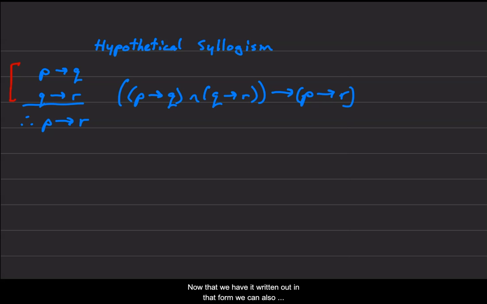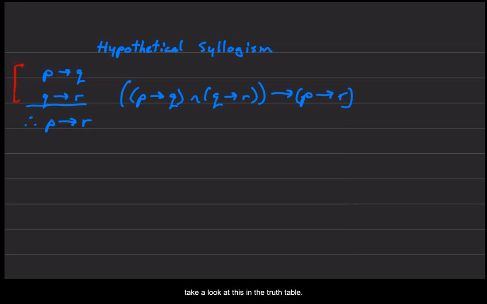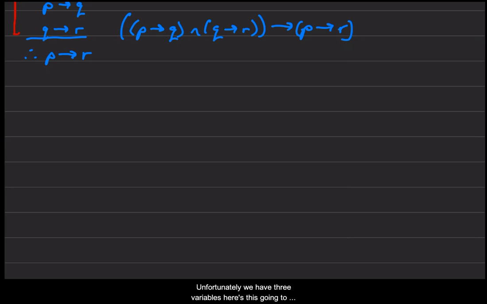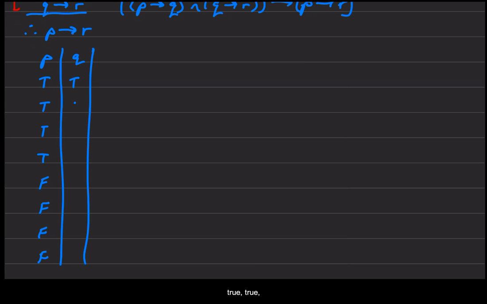Now that we have it written out in that form, we can also take a look at this in a truth table. Unfortunately, we have 3 variables here, so this is going to be a long truth table. Get as much room as I can. So we'll go P: true, true, true, true, false, false, false, false. Then Q: true, true, false, false, true, true, false, false. Then R: true, false, true, false, true, false, true, false.